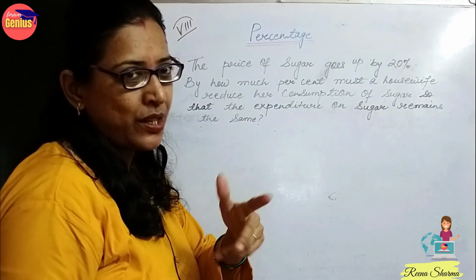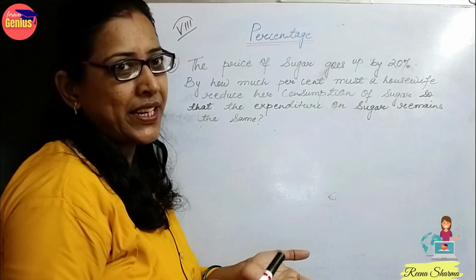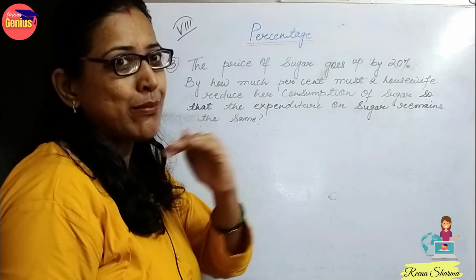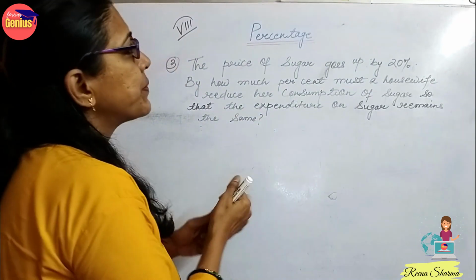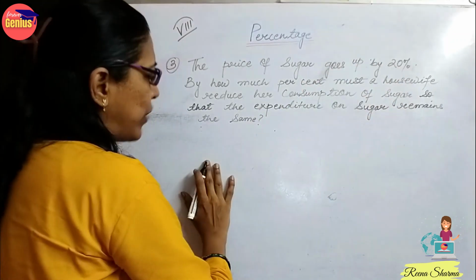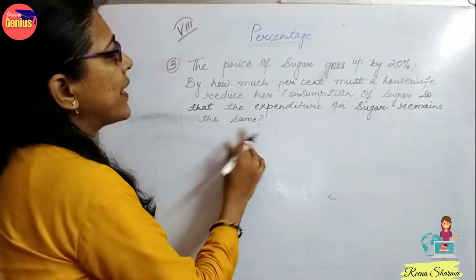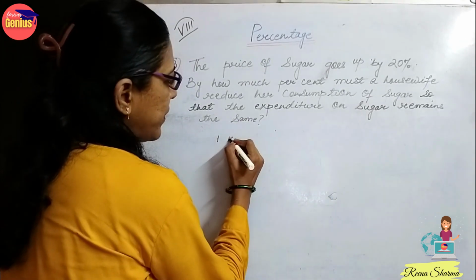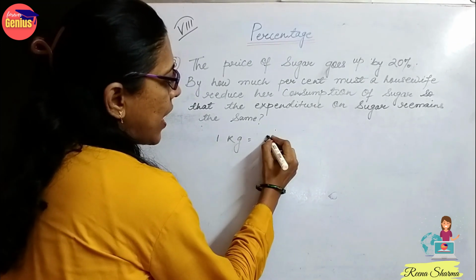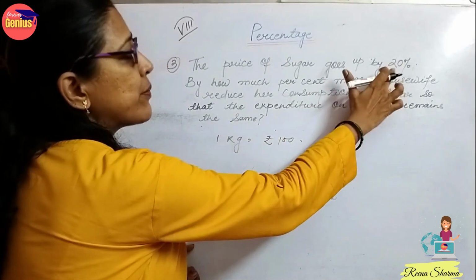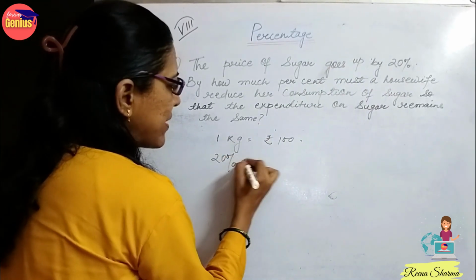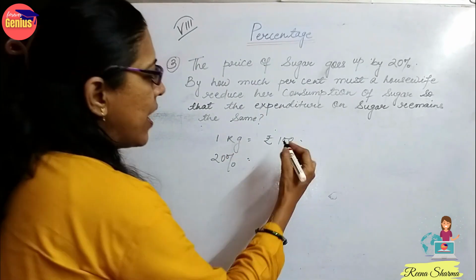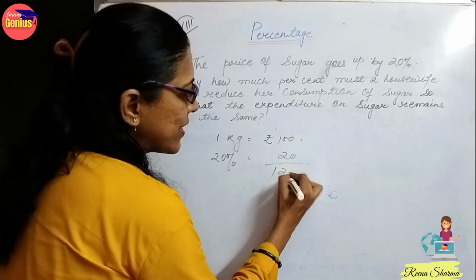I have to reduce my consumption. Maybe I'll drink tea 2 or 3 times if I'm drinking 4 to 5 times, or I will skip sugar from that so that I can manage the expenditure. So if I take the calculation, suppose I am consuming 1 kg sugar and the cost is 100 rupees. If it is increased by 20%, so 20% of 100 is always 20, because 20 divided by 100 into 100, I got 20. So the new cost is 120 rupees.